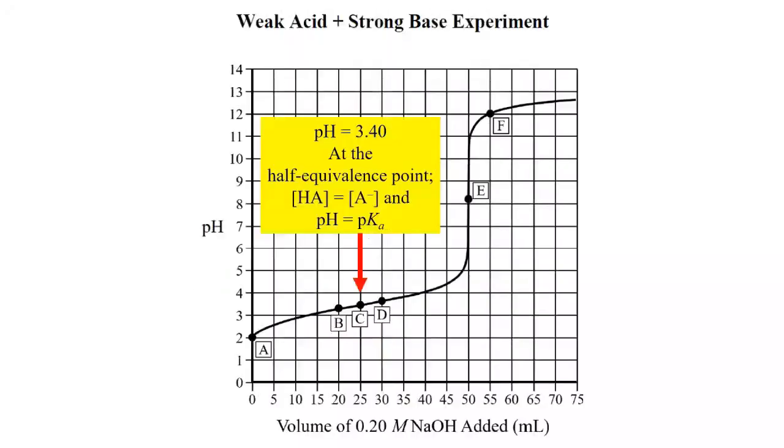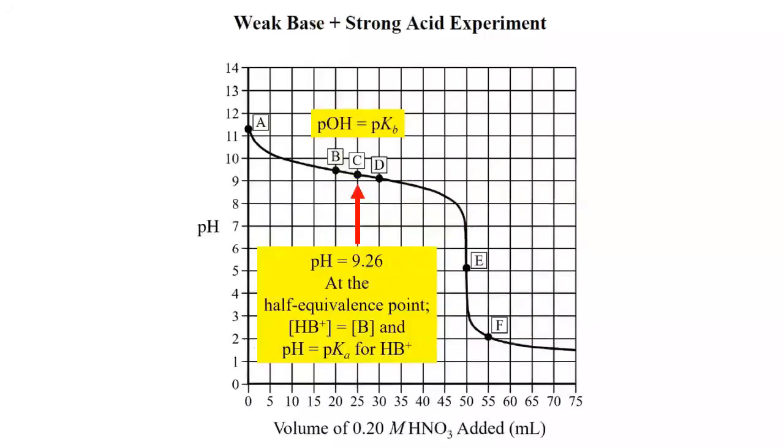Well, here in an earlier video, I had presented this curve, and this is an example of a weak acid being titrated with a strong base, and I said that at the half equivalence point, the pH equals the pKa of the weak acid. I also presented this curve in an earlier video, and this is the titration of a weak base with a strong acid.